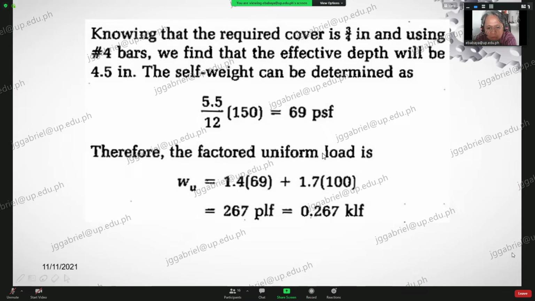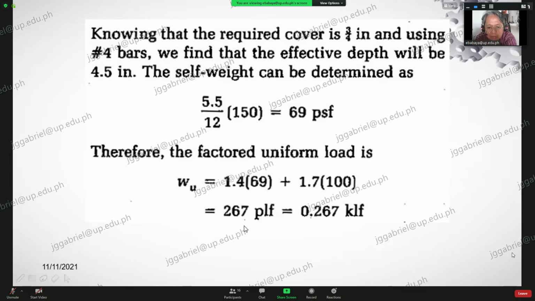Therefore, the factored uniform load is, remember, factored, it says. No? So wu would be 1.4, since this is the dead load, multiply mo ng 1.4. Then 1.7 for the live load. And therefore, you get 267 pounds per lineal foot.